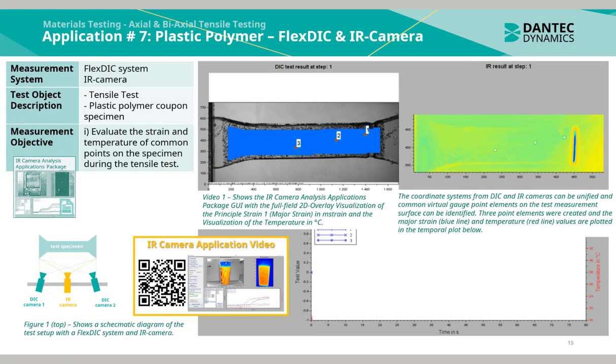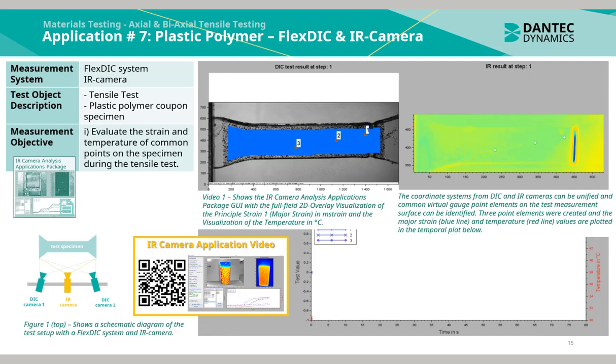Application 7 is a tensile test of a plastic polymer coupon specimen. This test was measured using the FlexDIC system in conjunction with an infrared camera. The measurement objective was to evaluate the strain and temperature of common points on the specimen during the tensile test.